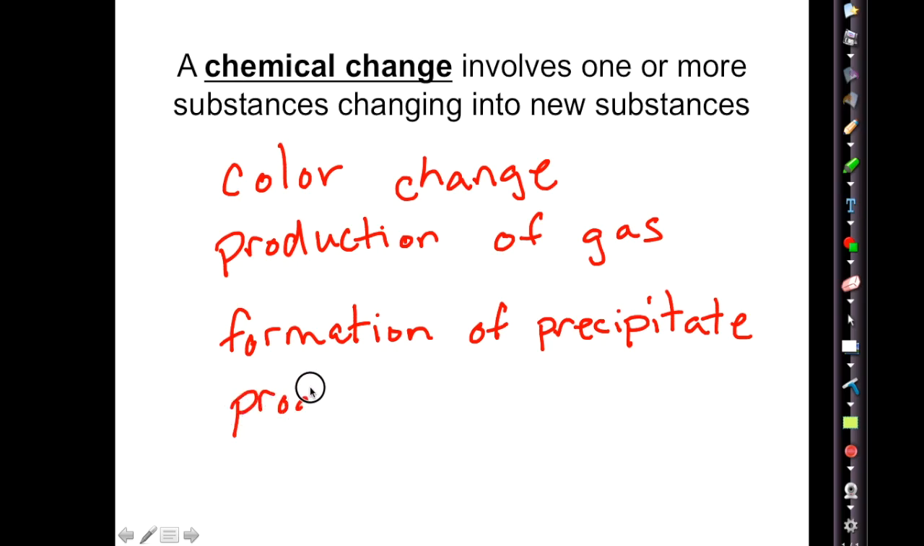Many chemical changes, nearly all chemical changes, involve some sort of energy exchange as well. So this could involve production of heat or even consumption of heat, which is going to lead to temperature changes in the surroundings or the environment around that chemical interaction.